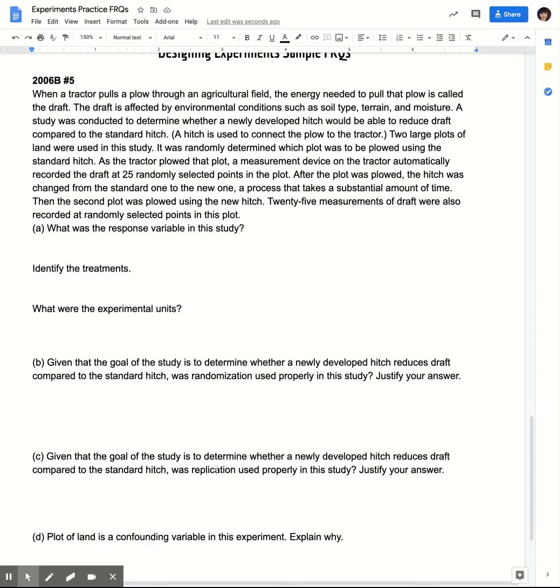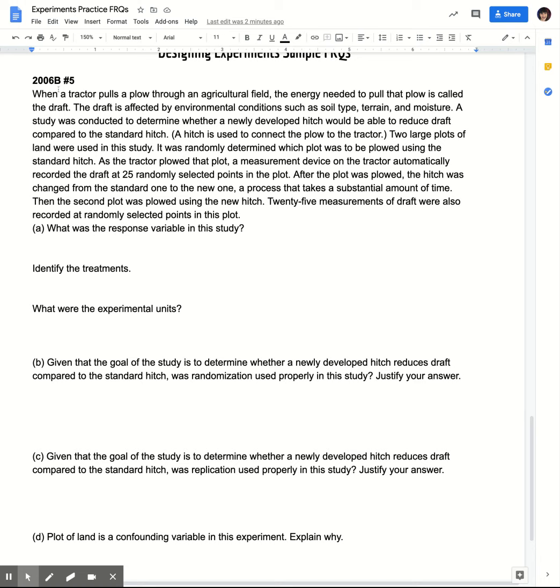All right, you all, so here's your last experiment sample FRQ. This one is a little different than the other 2, but this is another common type of experiment question for an FRQ. It has you look at and identify what the variables are, the treatments, experimental units, and kind of talk about the principles of experimental design, right? So remember the replication, randomization, comparison, etc. All right. So let's go ahead and jump into it.